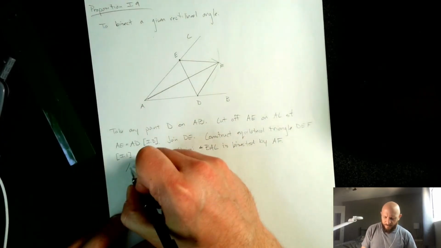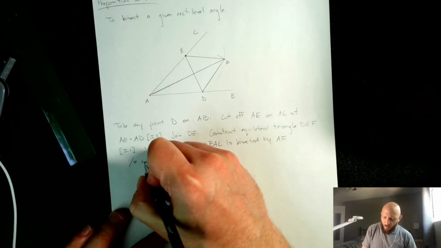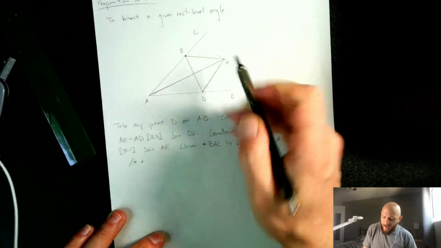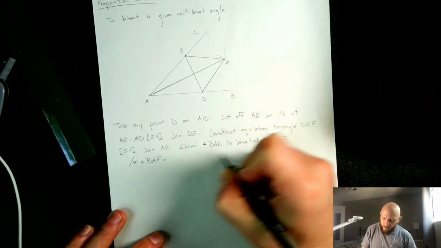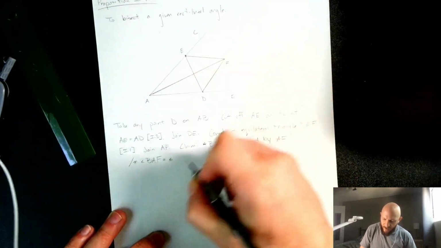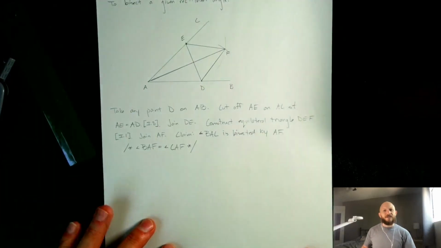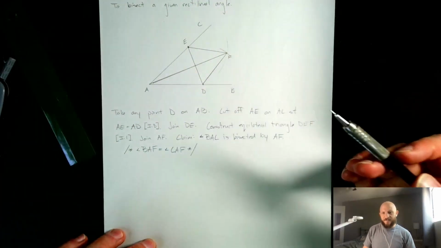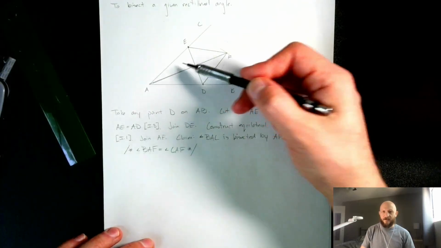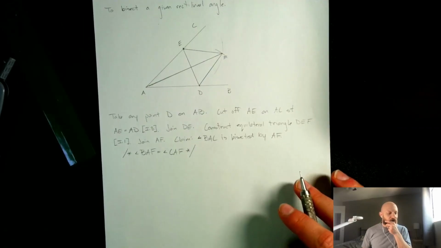This is the same as saying we really just need to show that angle BAF equals angle CAF. That's what we would need to prove in order to prove that AF has bisected this angle, because that would mean that it exactly cut the angle in half if BAF equals angle CAF. All right, how do we prove it?